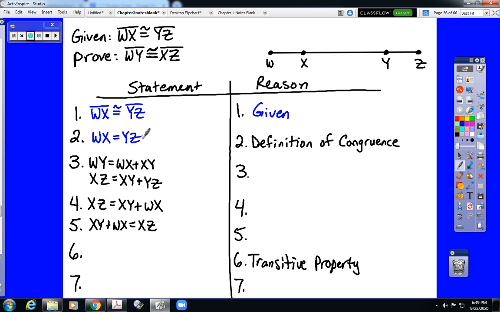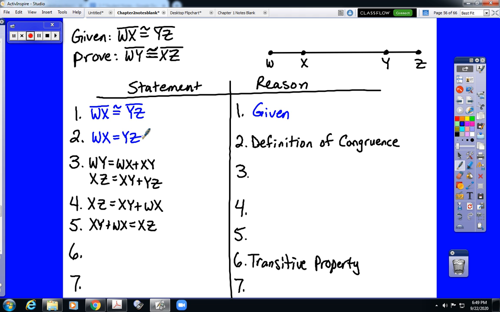YZ. So that allows us to take our given and turn it into an equation in step 2 using the definition of congruence. That is what congruent means. It means they have equal length. In step 3, we'll notice 2 equations. WY is WX plus XY. That is true because W, X, and Y are collinear and X is between W and Y.